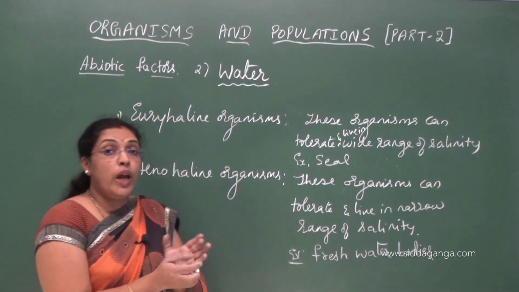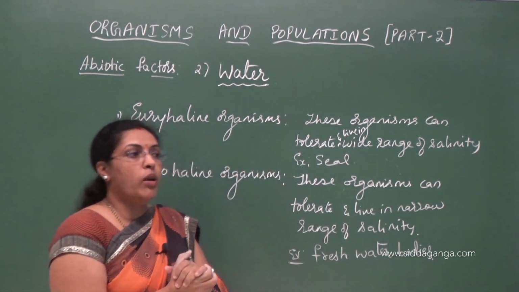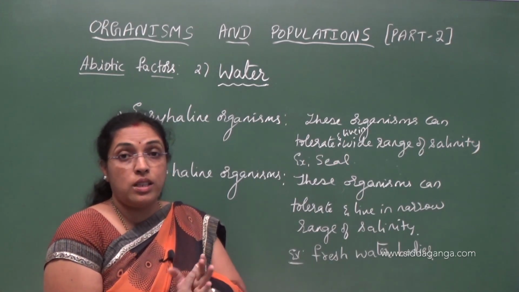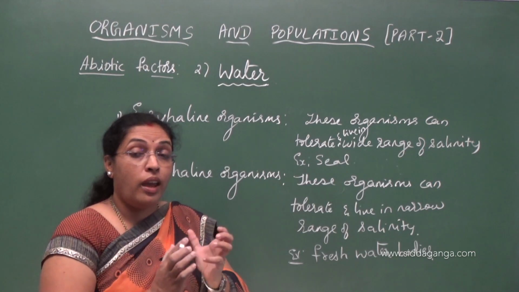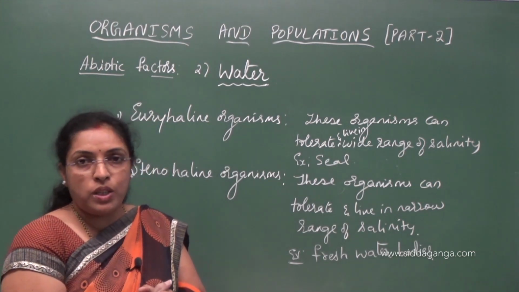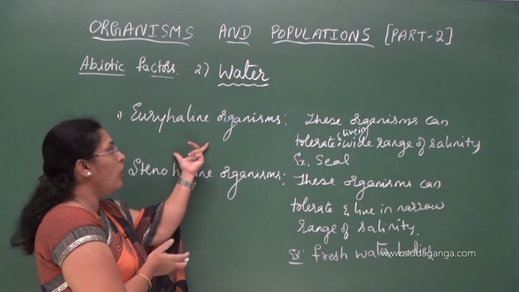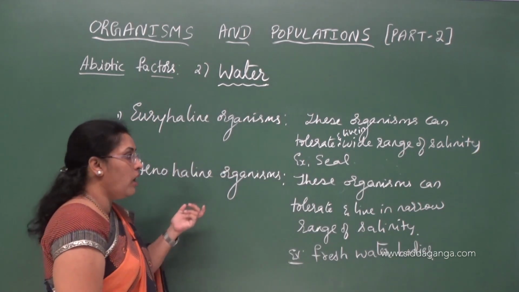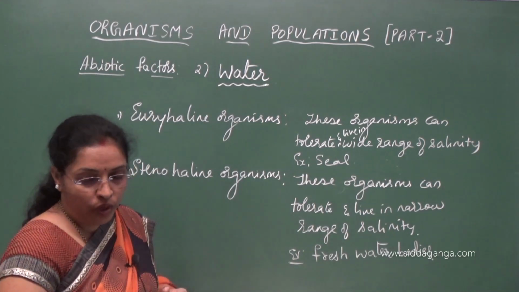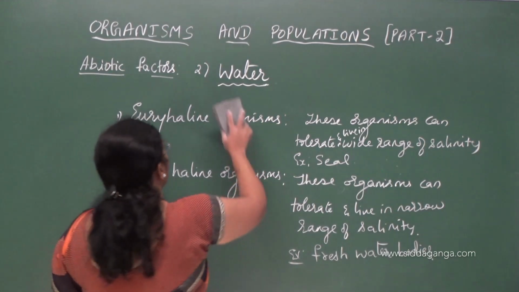In euthermal and stenothermal, we can take examples like archaebacteria. These organisms are able to live in extreme conditions, in high temperature and in very low temperature also. For euryhaline, we can take the examples of seal and hermit crab, and for stenohaline, freshwater organisms. This is about water.